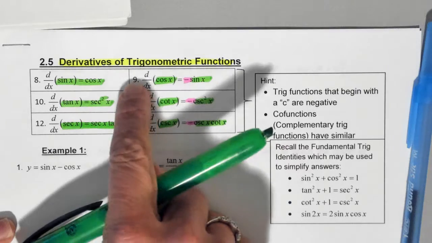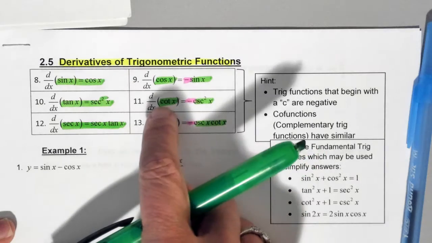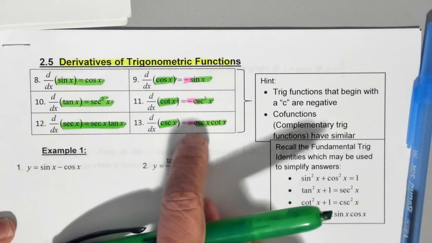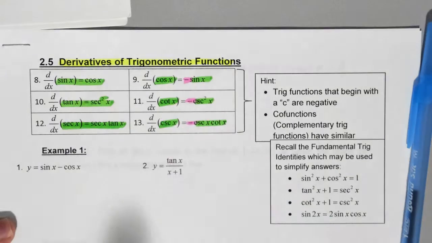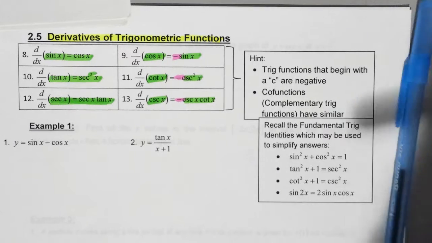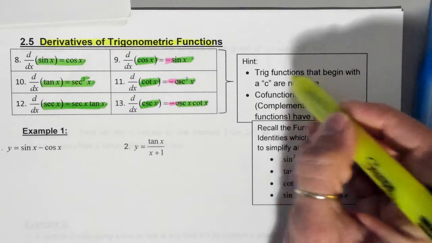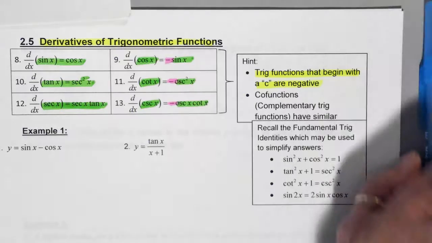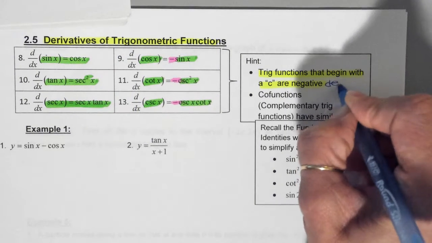So here, the derivative of cosine is negative sine. Cotangent is negative cosecant squared. Cosecant is negative cosecant cotangent. Okay? And that's basically what I just said right here. Trig functions that begin with a c, their derivatives are negative. So here, let's clarify, the derivatives are negative.